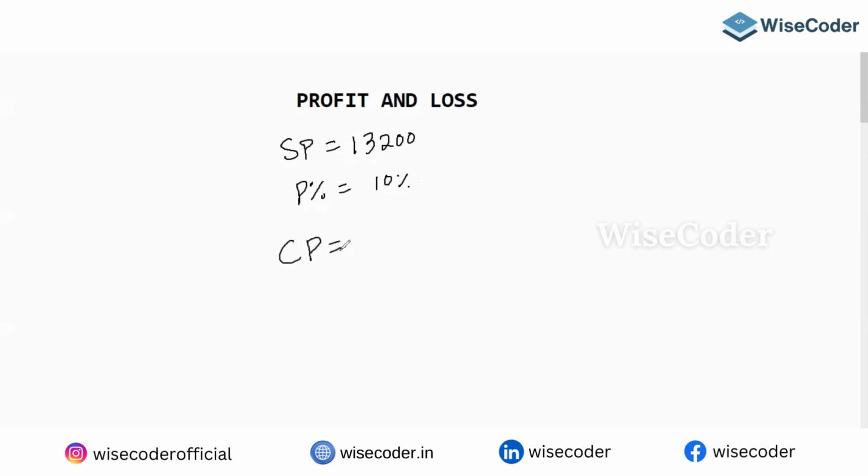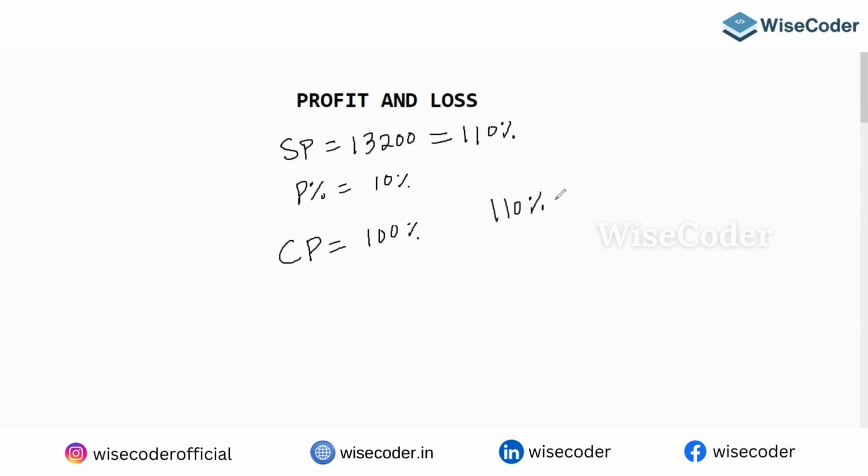I don't know the cost price. I need to figure it out. But you know your cost price is always what percent? 100%. When your cost price is 100%, your selling price will become what? 110%. Why? You bought it for 100 and you are selling 10% extra. So that will become 110.